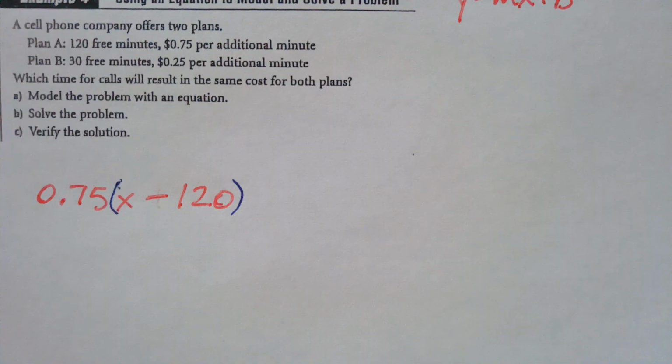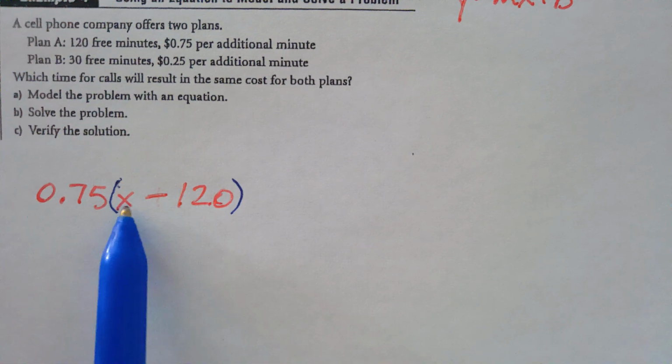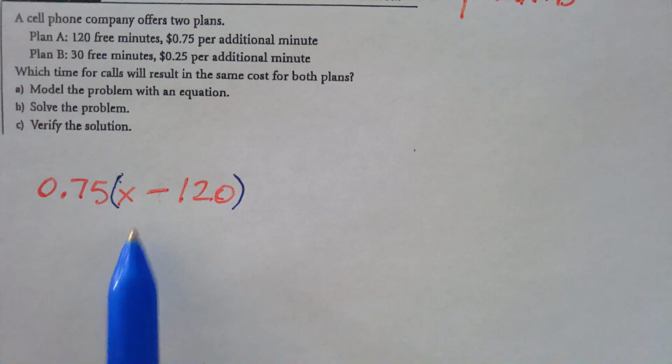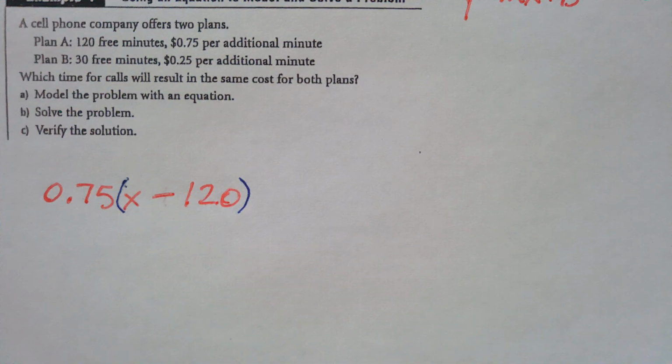So this is one trick to figuring out the expression. Because you know when I substitute 121, I should get 75. How do I get that? By doing the minus 120 first. Okay, so if this is the expression for plan A, how do I write for plan B?